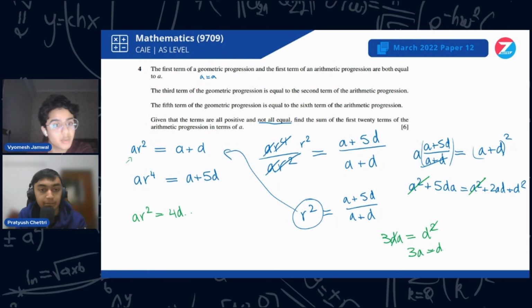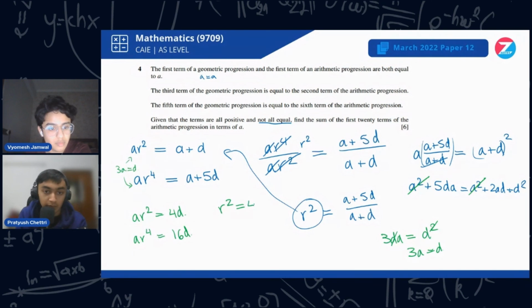And I'm gonna make another equation, I think, of AR to the power 4. So it's gonna be AR to the power 4 equals to 16D. And so I'm just gonna get R squared by dividing both of them. R squared would be equal to 4, and R would be equal to 2. Plus minus 2, but I think in this case it's gonna be plus 2.